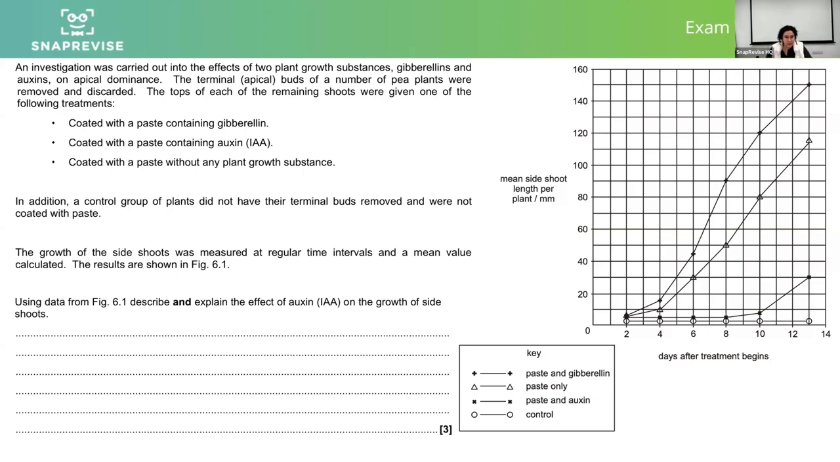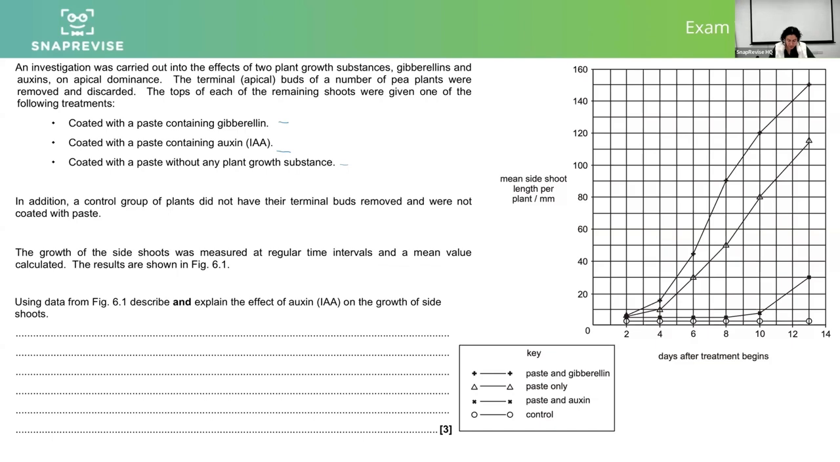An investigation was carried out into the effects of two plant growth substances, gibberellins and auxins, on apical dominance. The terminal or apical buds of a number of pea plants were removed and discarded. The tops of each of the remaining shoots were given one of the following treatments: coated with a paste containing gibberellin, coated with a paste containing auxin or IAA (in AQA they say IAA mainly, but it's the same), or coated with a paste without any plant growth substance. So just a paste with nothing in it.